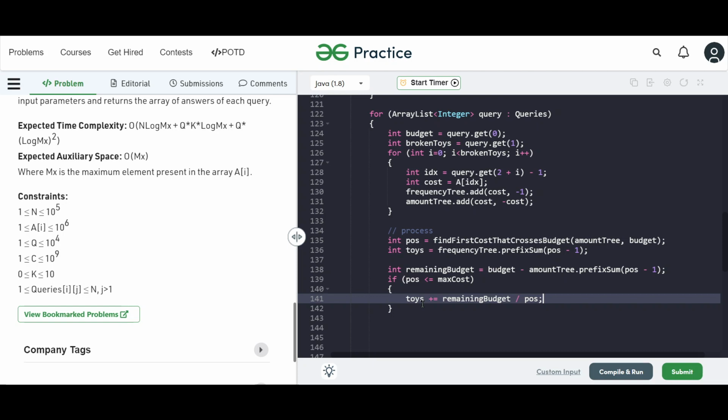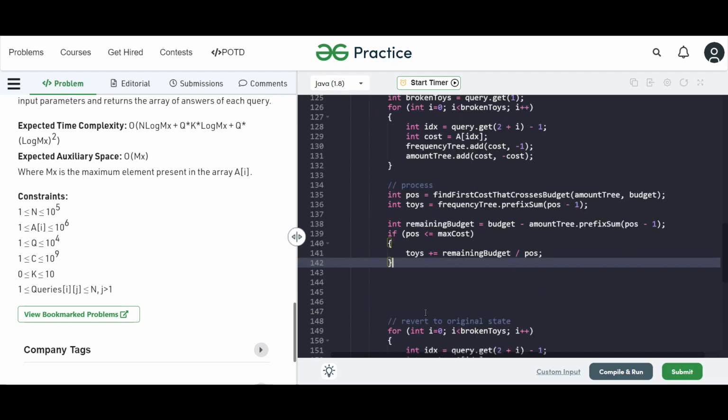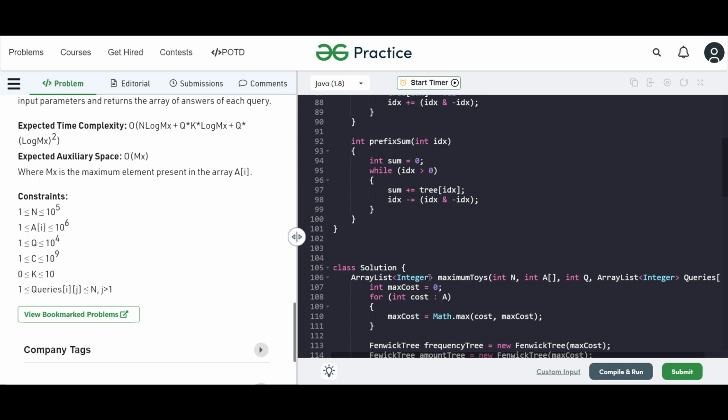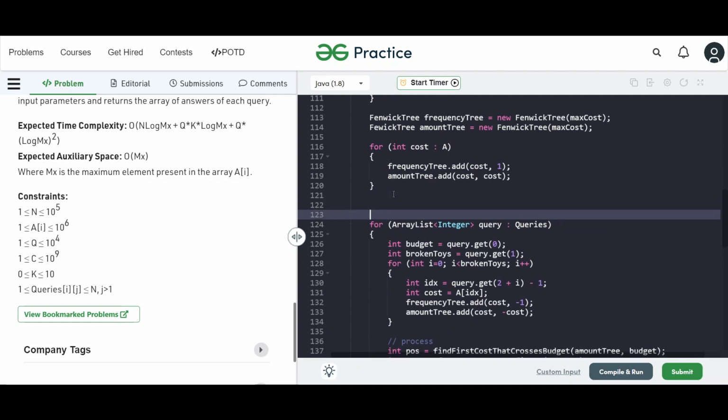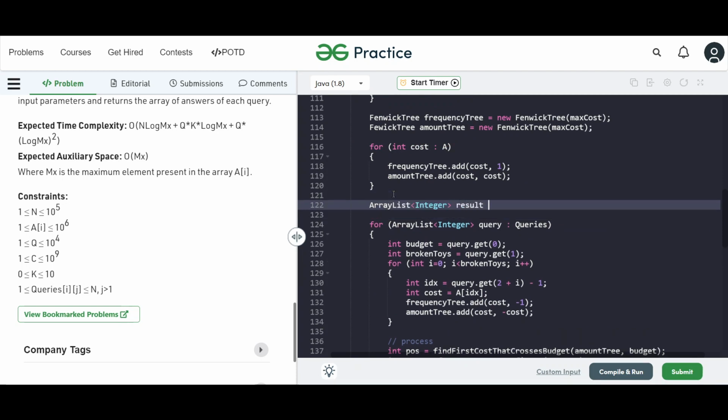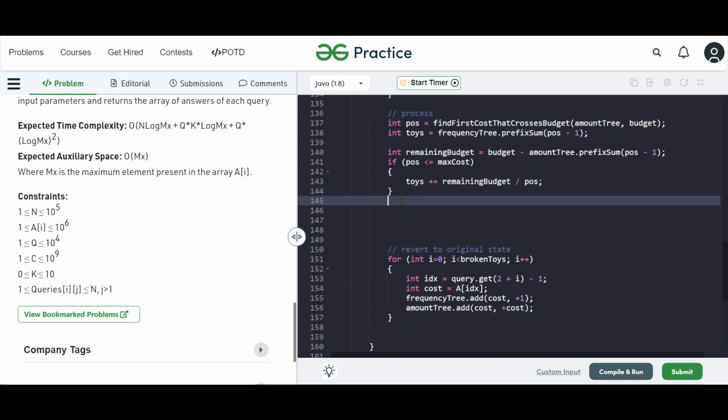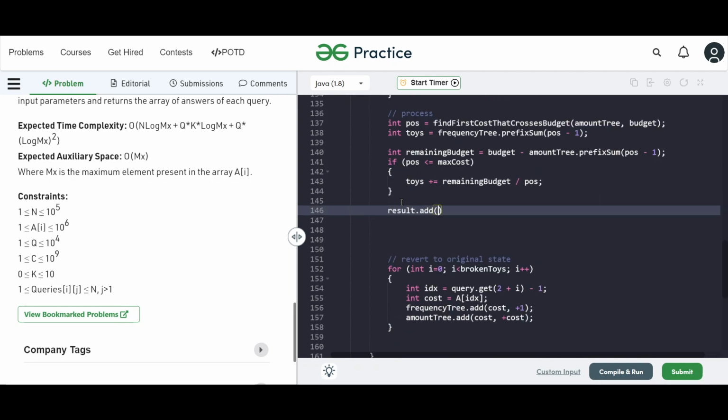Yeah. So let's say, like in the example that we are taking, we had the cost as 7 and the remaining budget was 8, right? So 8 was 7 when we could take one toy from there. And this toy, where do we add? So we have to return an array list of integer, okay? So before we run the query loop, we go array list, call it result equals to new array list, and then we'll do result dot add these toys.